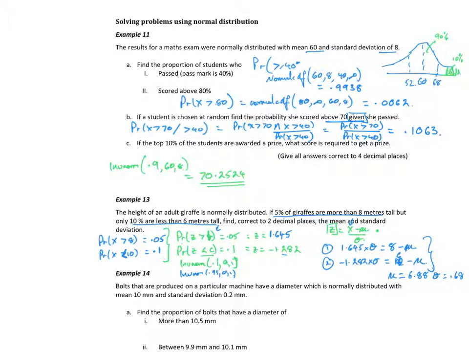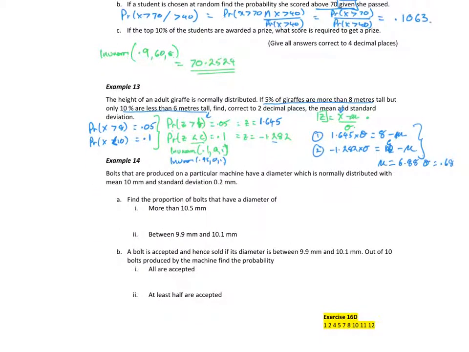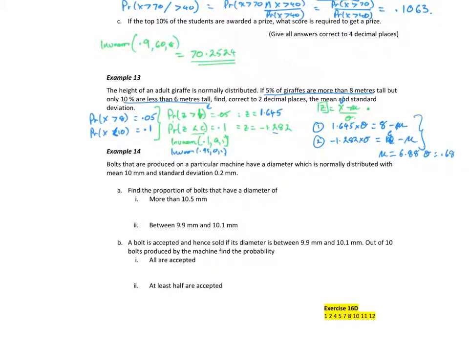Okay. Final one. Bolts are produced on a particular machine having a diameter which is normally distributed with mean 10 and standard deviation 0.2. Find the proportion of bolts that have a diameter of more than 10.5. So it's, again, a quick sketch. A mean of 10, 0.2, so 10.2, 10.4. So we can see straight away 10.5 is well above 2.5 standard deviations, so we're expecting a small value.